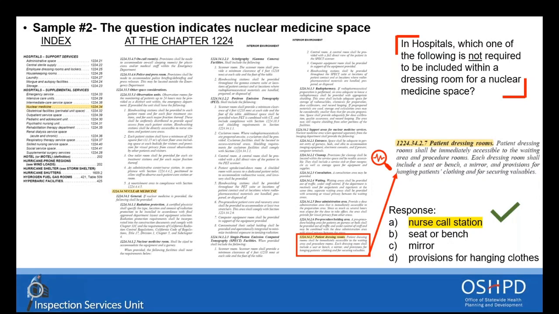1224.34. Once you are there, start to look for patient dressing rooms, because that is the specific question for the exam. And by the way, I want to remind you that these sample questions are not the same questions that you will have at the exam. So these are samples that you will never see at the actual exam. So once you are on the patient dressing rooms, you read the requirement. And so by reading the requirement, what do you notice? You notice that the seat bench is listed, the mirror is listed, provisions for hanging clothes is also listed. The nurse call station is not listed. Therefore, that is the right answer.